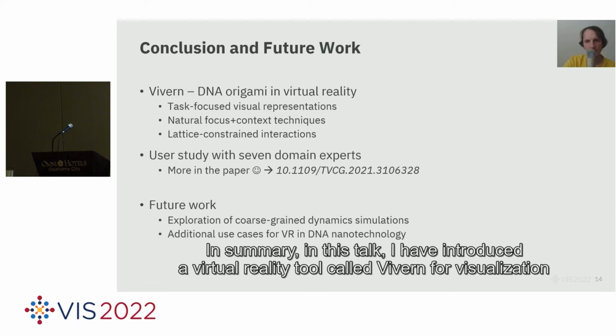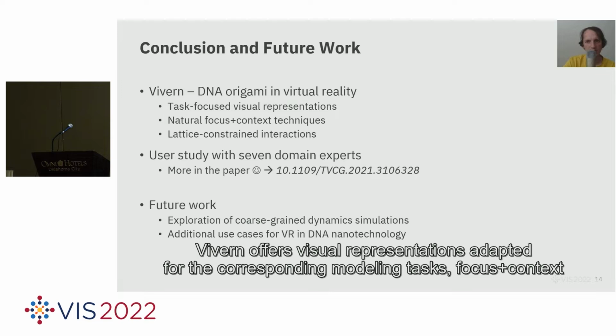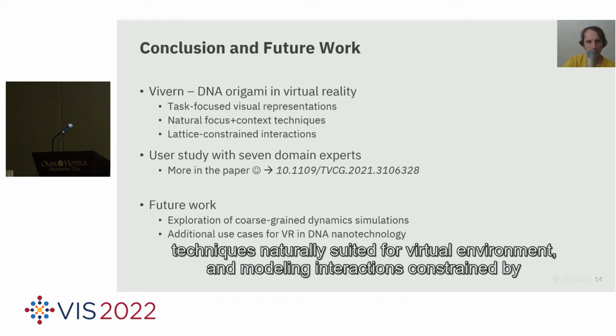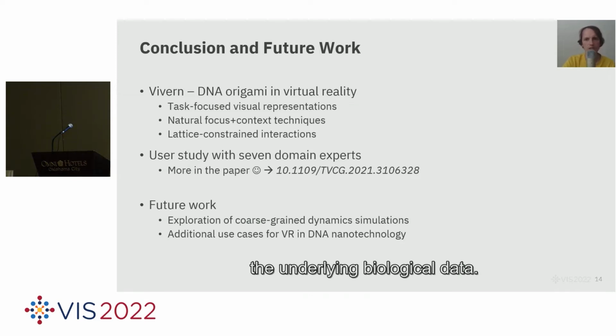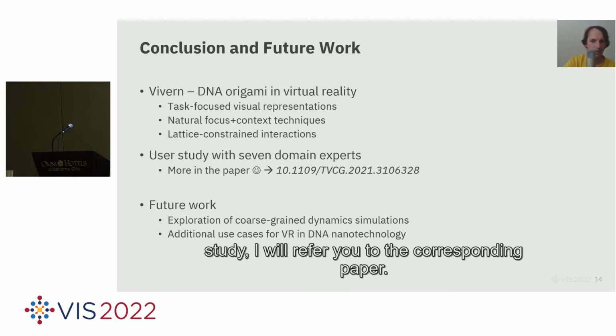So in summary, in this talk, I have introduced a virtual reality tool called Vivern for visualization and modeling of DNA origami nanostructures. Vivern offers visual representations adapted for the corresponding modeling tasks, focus plus context techniques naturally suited for virtual environment, and modeling interactions constrained by the underlying biological data. We also conducted a user study with 7 domain experts, and for the results of this study, I will refer you to the corresponding paper.